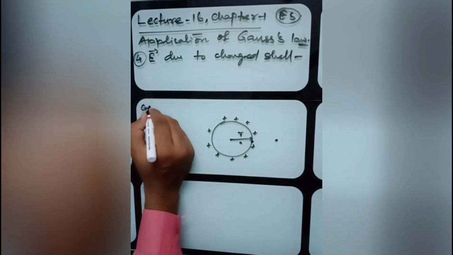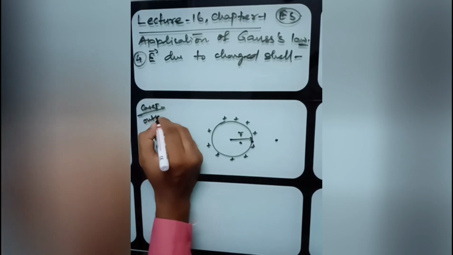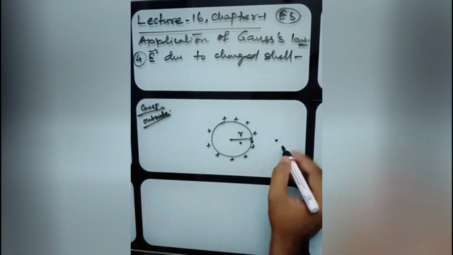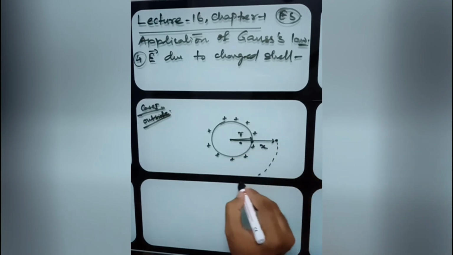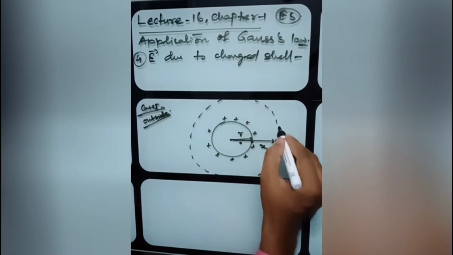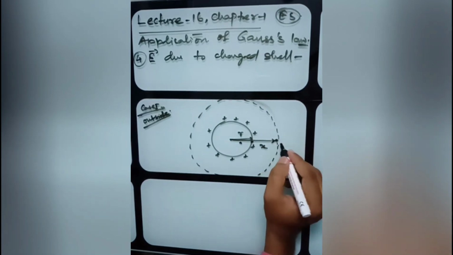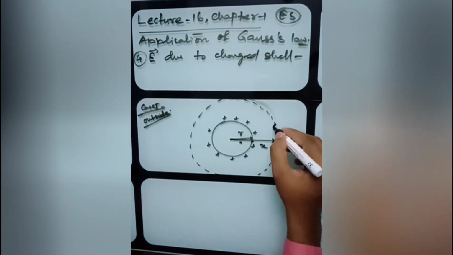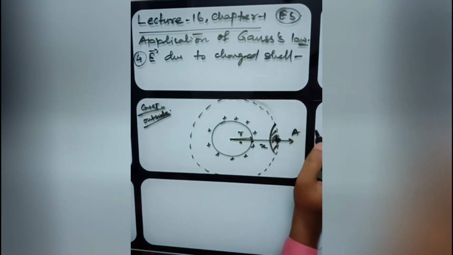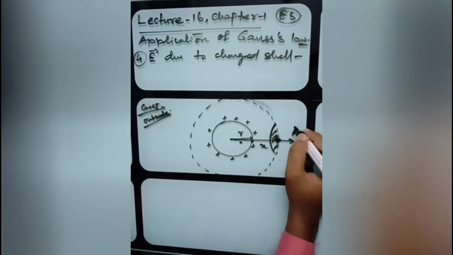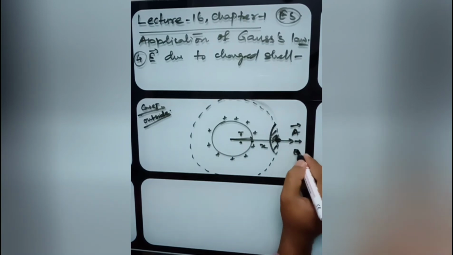Here the case 1, outside the sphere, outside the cell. If this is the distance x, then we have to draw a Gaussian surface of radius x. We know that without drawing this Gaussian surface we cannot obtain the electric field. Take an elemental surface area, suppose the area is A, and the radius is x. For this charge, the electric field will be in this direction only.